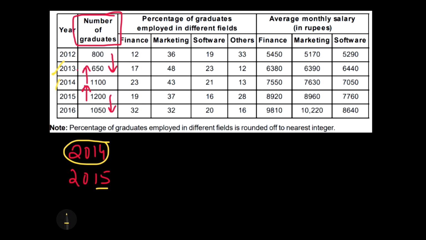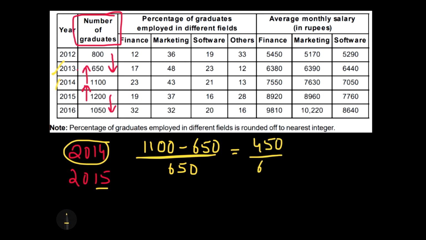So let's start the comparison. The percentage increase is always the difference between the number of graduates divided by the previous year value, into 100. So I need to first take the value of 2014 as 1100 minus the previous year value, which is 650, divided by the previous year value, which is 650. I need you all to solve it on your own, guys. Please make sure that the calculations are done by yourselves. 450 divided by 650, which if I reduce, I would be getting 45 by 65.